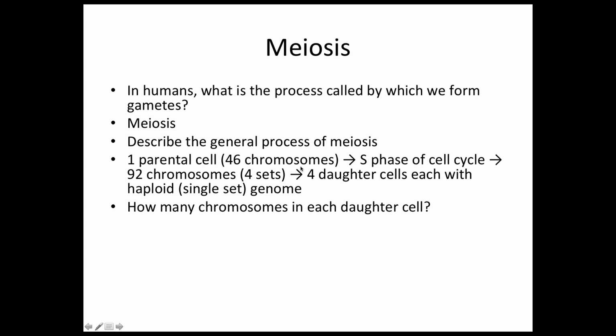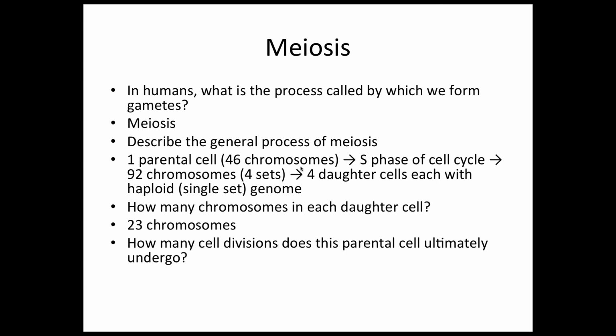So how many chromosomes would be in each daughter cell? We already talked about this, 23. So how many cell divisions would this undergo? We just said two. So meiosis 1 and meiosis 2.